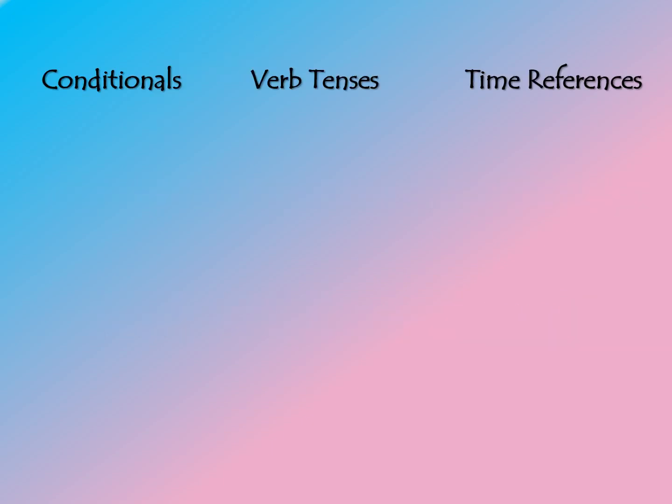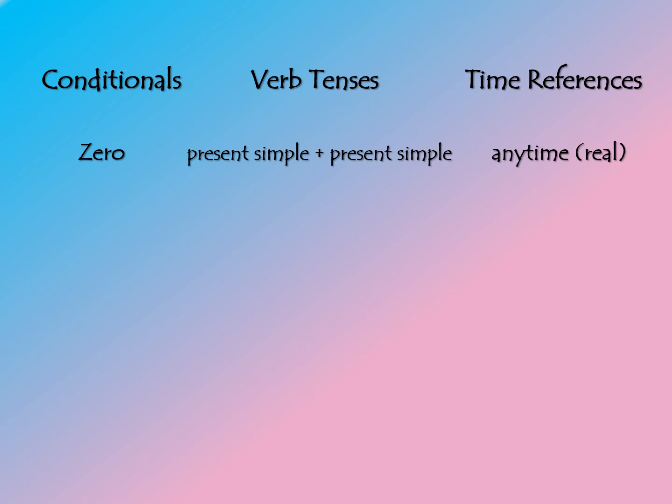First, a quick review of the tenses and time references of the standard conditionals. With a zero conditional, the verb tenses are the present simple and present simple again. The time reference is anytime and the situation is real. With the first conditional, the verb tenses are the present simple and the future tense using will. The time it refers to is the future and the situation is also real.